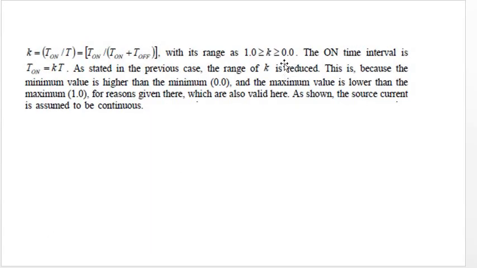That value is in the range 0 to 1. The on-time interval T on is equal to K into T. K is restricted because its minimum value is higher than 0 and its maximum value is lower than 1. For this reason, which is also valid here, the source current is assumed to be continuous in boost converters. Thank you.